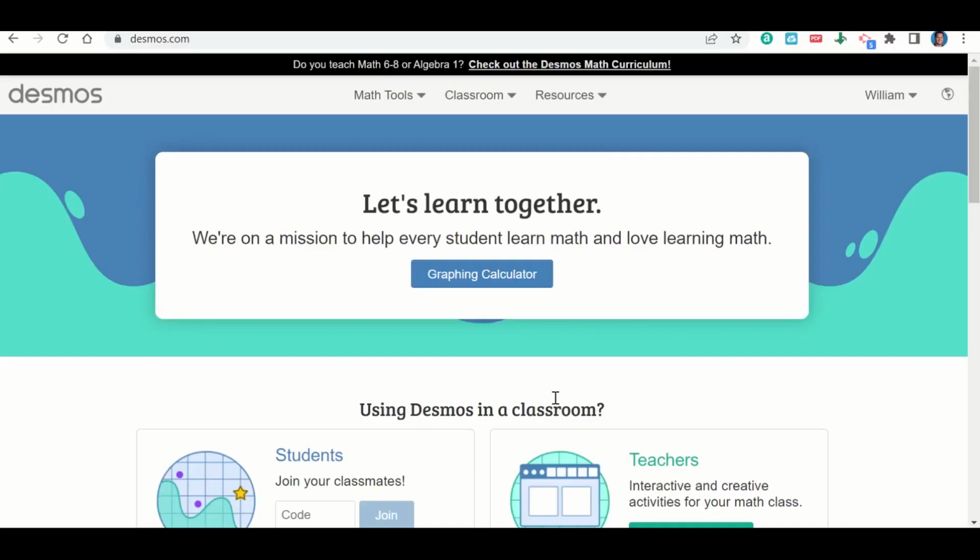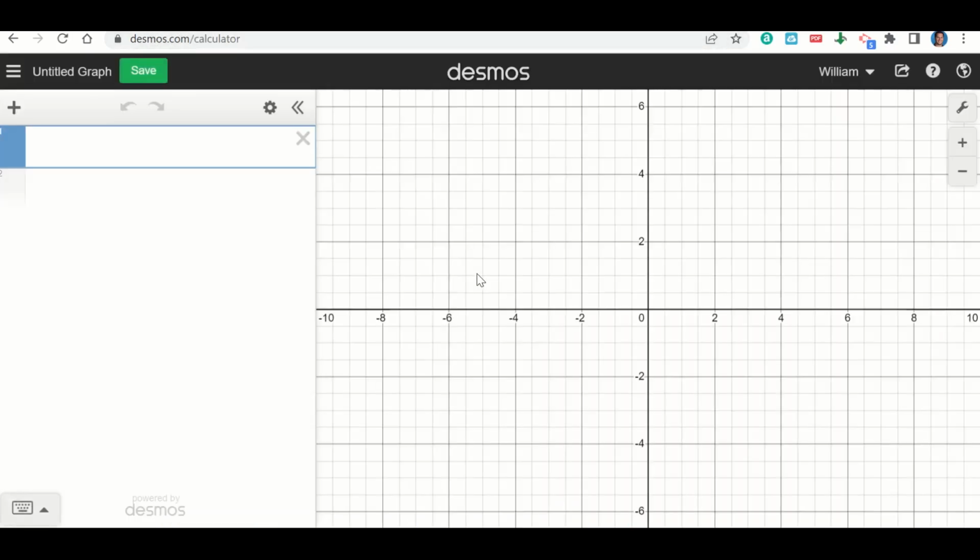Let's talk now about how we can use Desmos to check our work when dealing with systems of linear equations. So first thing we're going to do is go to desmos.com, which is here, and we're going to click on Graphing Calculator. Now, this allows us to type in our equations over here. So let's go ahead and put in an equation. So let's say it's y equals 2x minus 4.